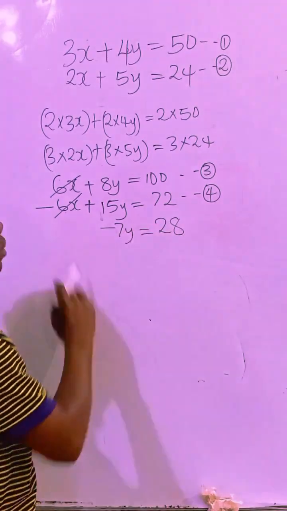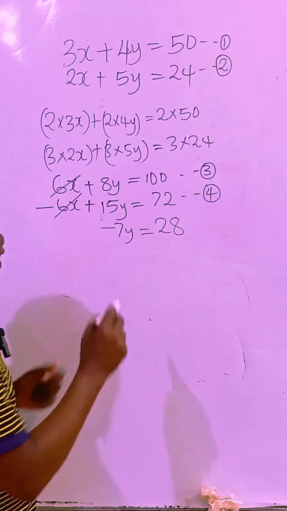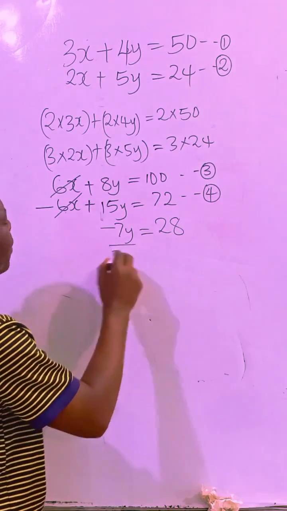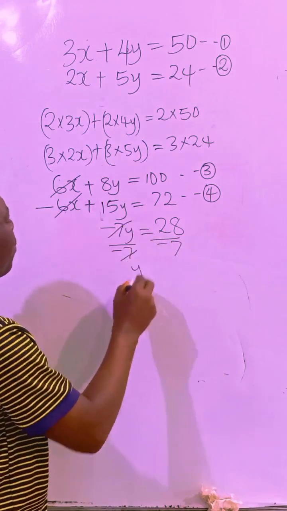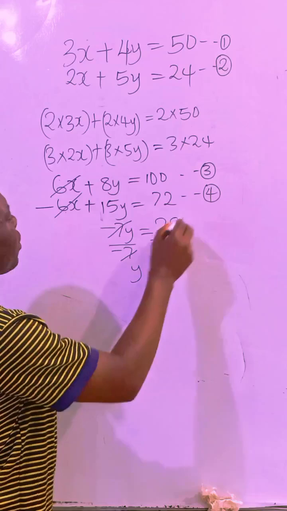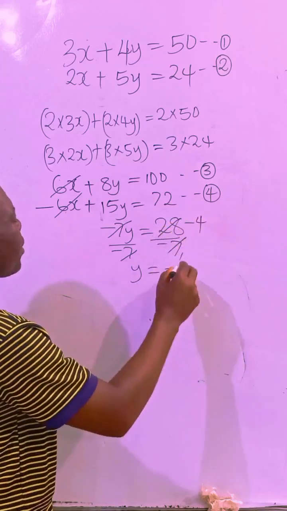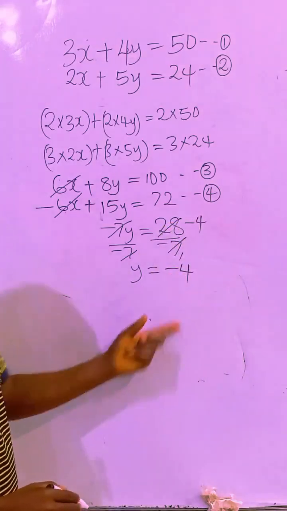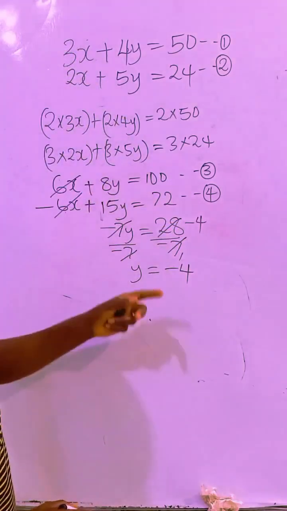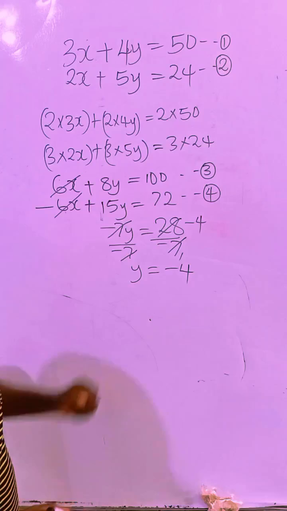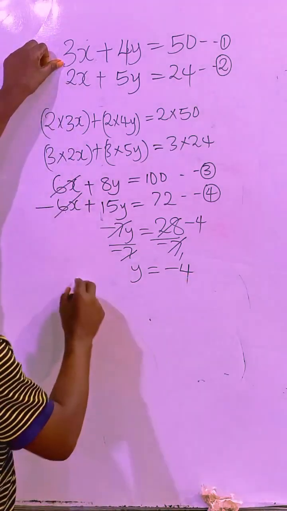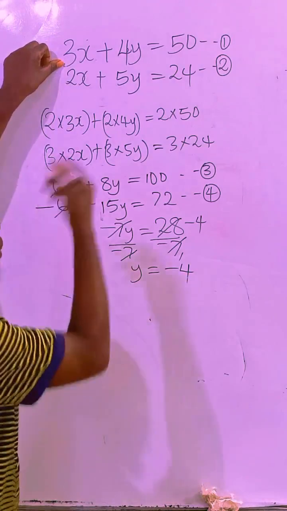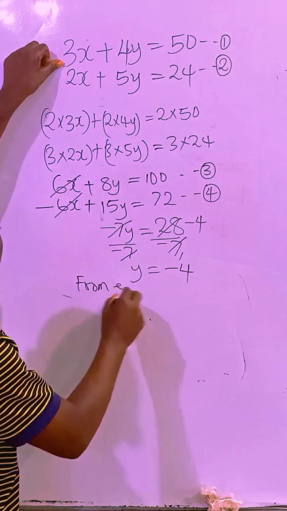Then we divide both sides by the coefficient of y, which is negative 7, and negative 7. This and this go. We have our y to be, here is 1, here will be negative 4, and our y is negative 4. Then from there now we can solve for the value of x by substituting this. So from equation 1, we can do that. You can pick any of the equations.